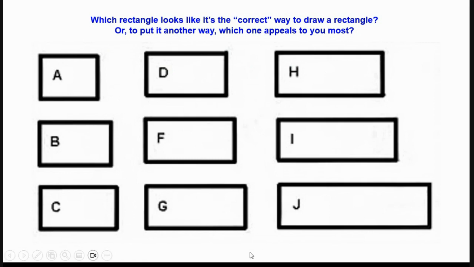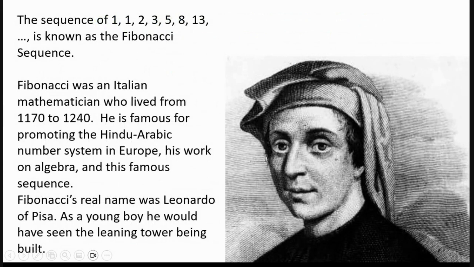I want to talk about the Fibonacci sequence. You may have heard of this. You may not have heard of this. But there's a sequence of numbers, and here's the beginning of it. 1, 1, 2, 3, 5, 8, 13. This is known as the Fibonacci sequence. Very famous in math. And Fibonacci was an Italian mathematician. That was not his name, but that's the name he published this under. And he lived from 1170 to 1240. So he lived like 800 years ago.